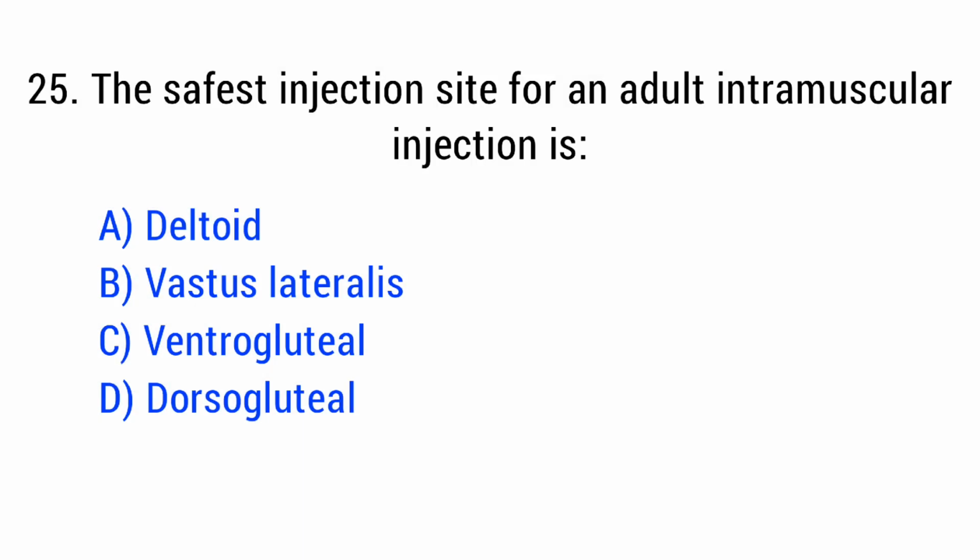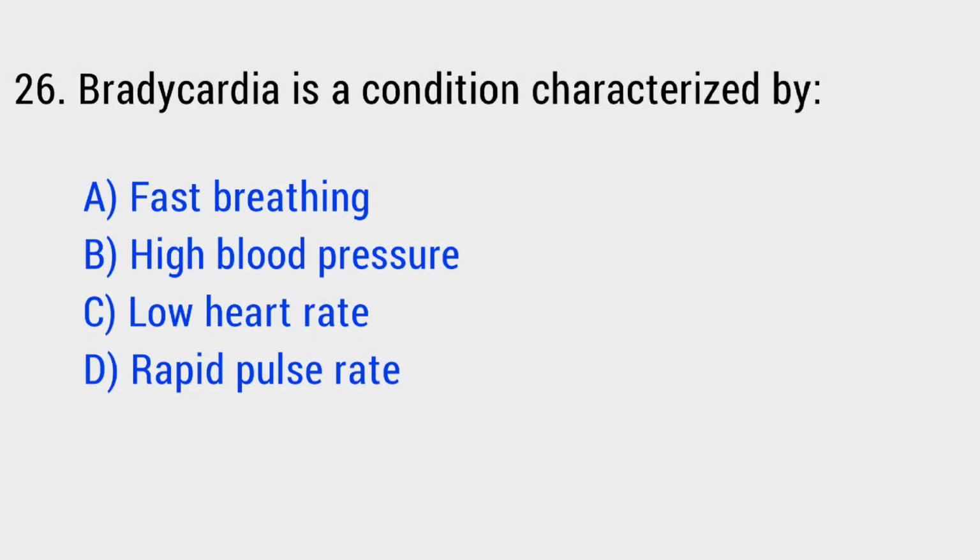Question number 25. The safest injection site for an adult intramuscular injection is. The right answer is option C, ventrogluteal. Question number 26. Bradycardia is a condition characterized by. The right answer is option C, low heart rate.